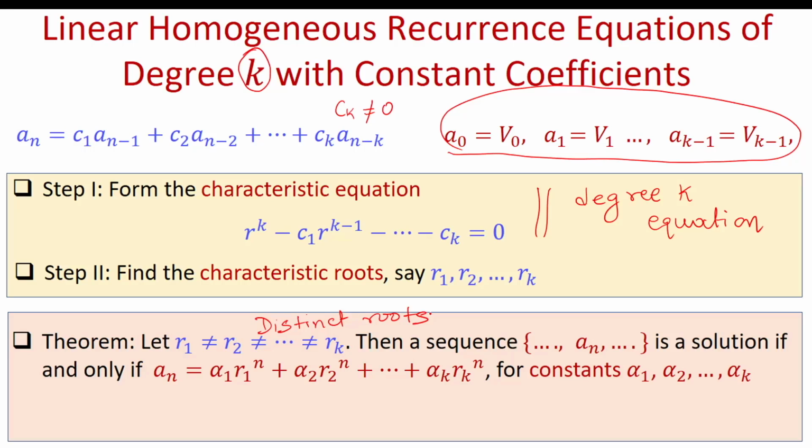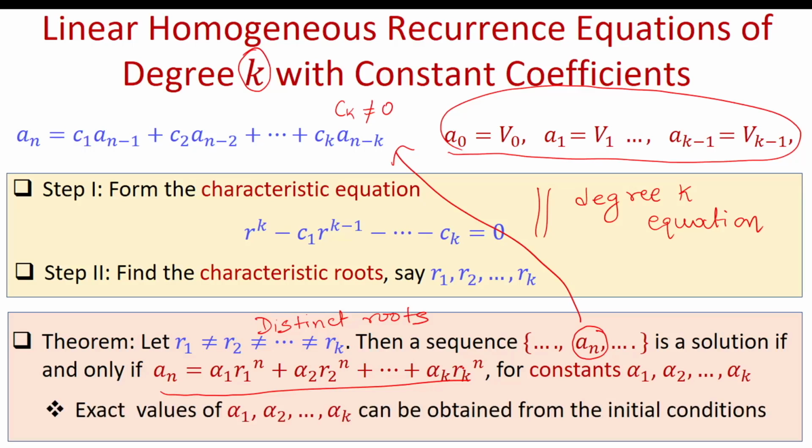Namely, when all your k characteristic roots are different. Then, extending the theorem that we proved for the case of k equal to 2, we can show that any sequence which satisfies this recurrence condition will have its nth term of the following form: some constant times r1 power n plus another constant times r2 power n, and continuing like that, some constant times rk power n. This will be the general form of the solution satisfying the recurrence condition.